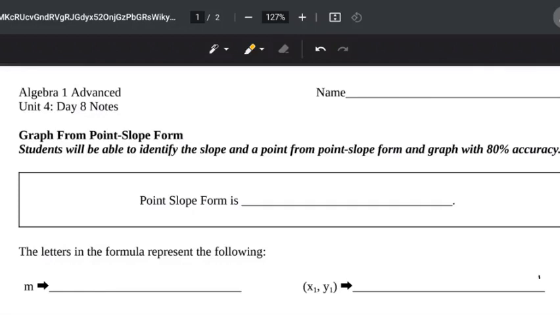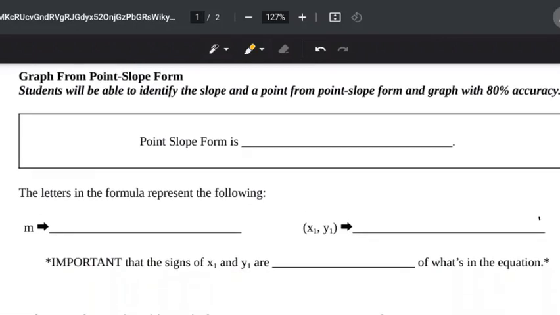Hey everyone, welcome back to Unit 4, Day 8 notes. Today we are going to be taking a look at graphing from point-slope form. We've done slope-intercept form, but now we're going to take a look at point-slope form. Students will be able to identify the slope and a point from point-slope form and graph with 80% accuracy.